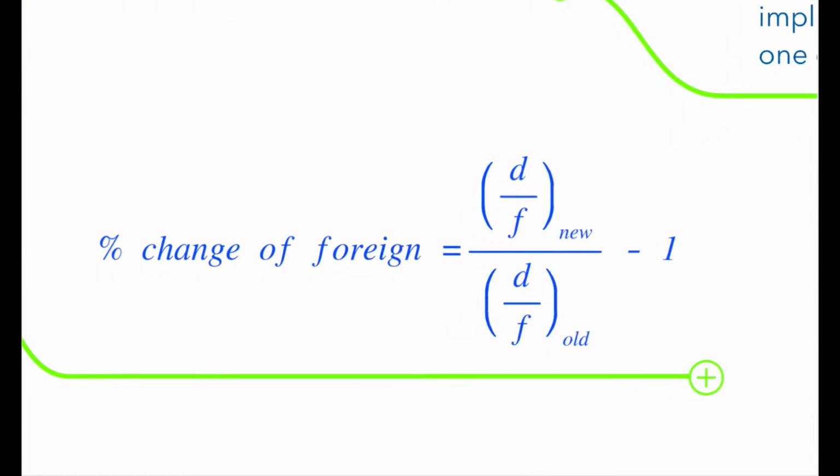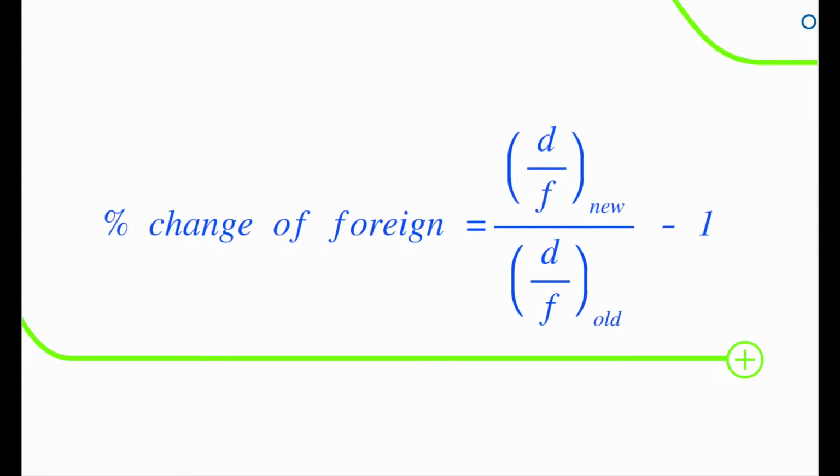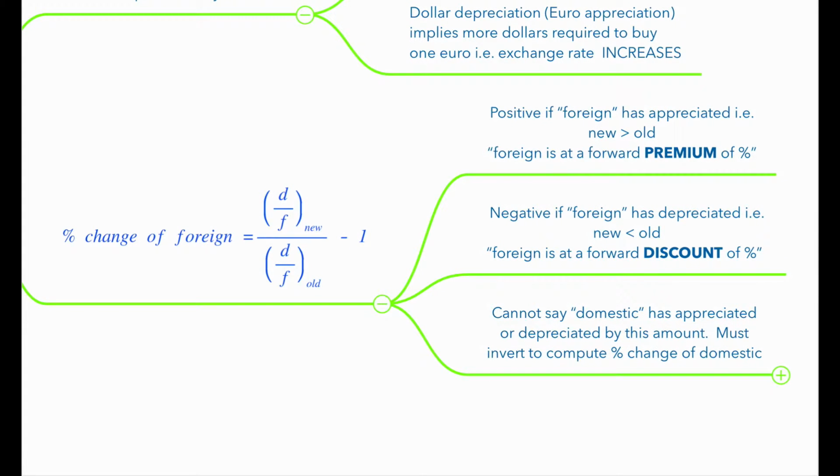Now we can calculate the percentage change of one currency in terms of the other simply by the application of this formula. That is, we take the new exchange rate divided by the old exchange rate and subtract 1. Remember that we always use domestic over foreign as our convention, and this calculation represents the percentage change of the foreign currency. Now if this is positive, that means the foreign currency has appreciated. We also refer to this as the foreign currency trading at a forward premium. Similarly, if new over old minus 1 is negative, then it implies that the foreign currency has depreciated. We say that the foreign currency is at a forward discount.